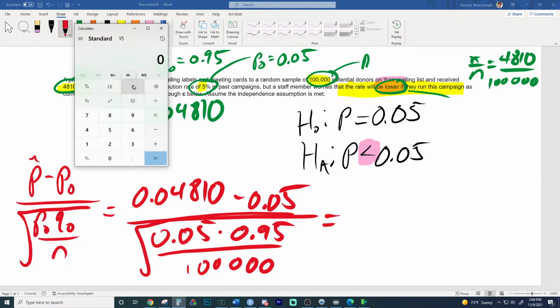And that is 0.000689202. Then 0.0481 minus 0.05 over 0.000689202. And there we go, there's the z-score. Now that we have the z-score, we can get the p-value: negative 2.757.